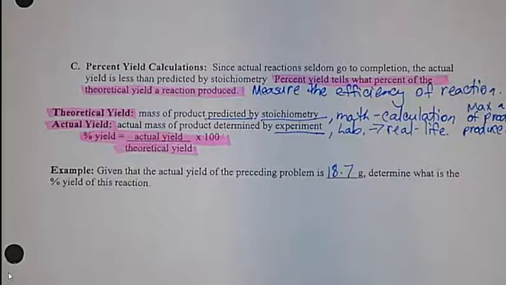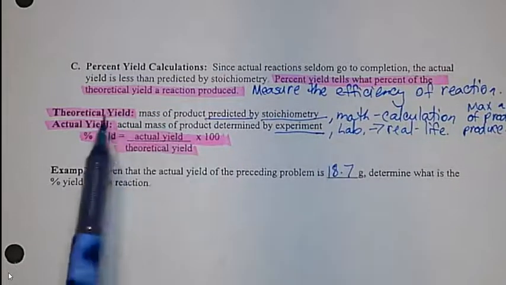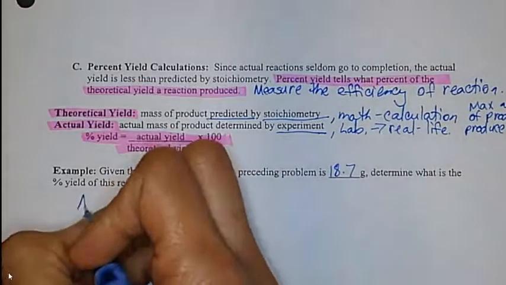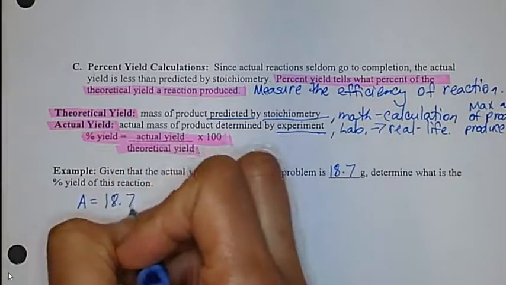Given that the actual yield of the preceding problem is 18.7 grams, determine the percent yield of this reaction. In the previous problem, you guys actually did determine the theoretical yield. Usually that's something you have to determine, because you can mathematically determine the theoretical yield. The actual yield is usually given to you in the problem. So in this case, the actual yield is 18.7 grams.